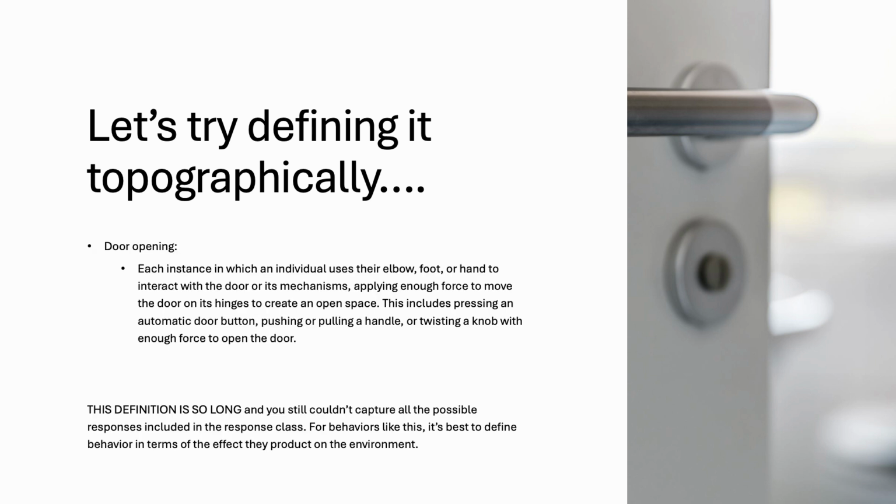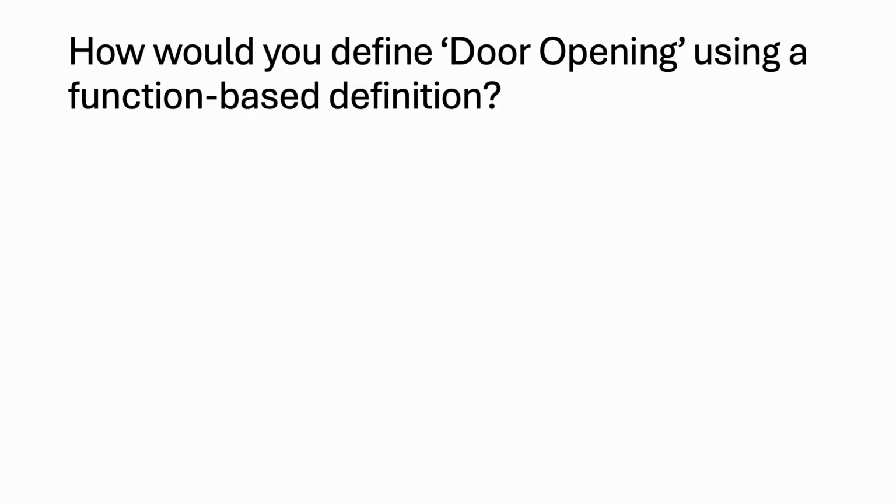So this definition works, but it's super long. And the problem is, like I mentioned, it doesn't capture all those different responses that are included in that response class, okay? Remember, the response class are all those different groups of responses that achieve that same effect or serve the same function. So for behaviors like this, it's best to define the behavior in terms of the effect that they produce on the environment, which would mean that we should use a function-based definition. So I want you to practice how you would define door opening using a function-based definition.